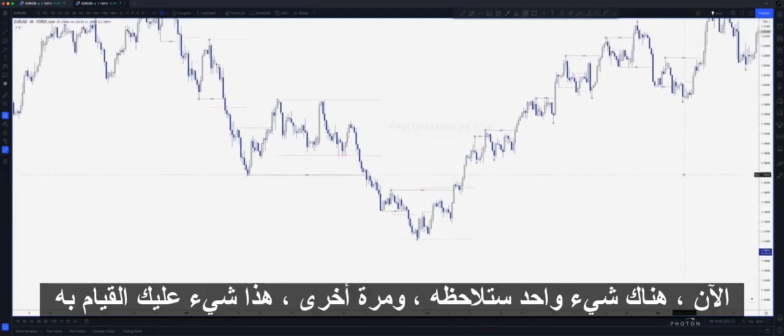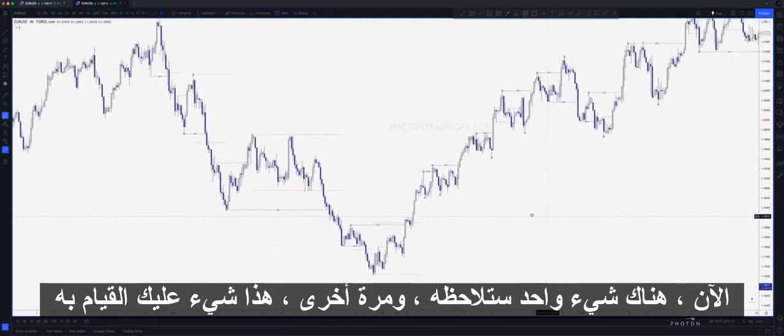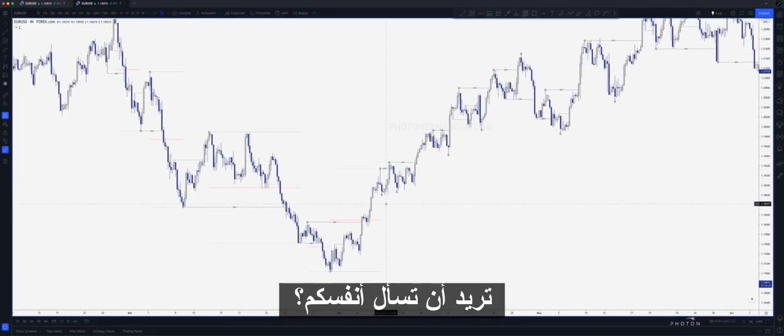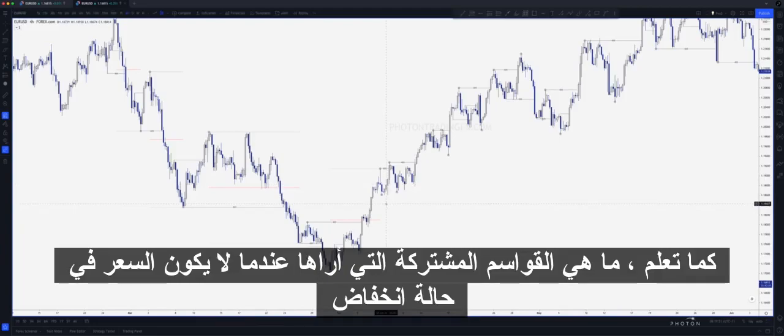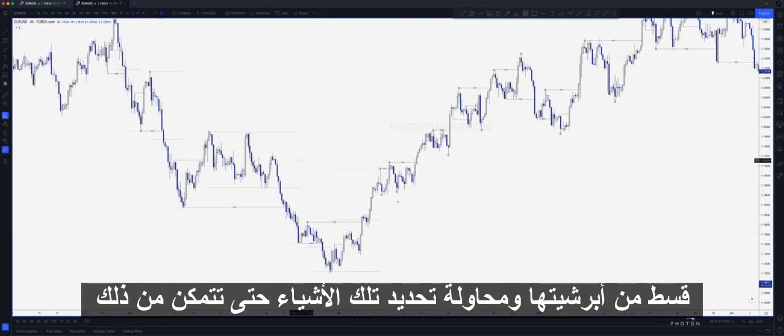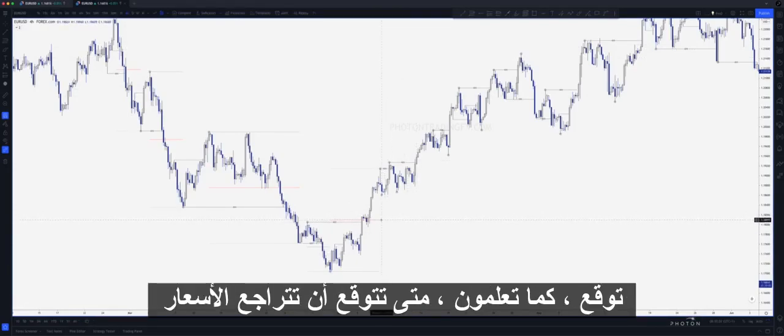Now, one thing you will notice, and again, this is something you'll have to get experience with and test, is that you want to be asking yourselves, what commonalities am I seeing when price is not pulling back to the discount if it's bullish, or the premium if it's bearish, and try and spot those things so you can anticipate when to expect that price isn't going to pull back that deep.